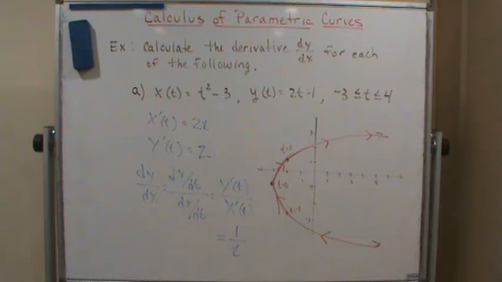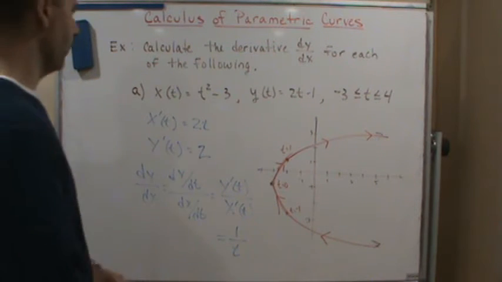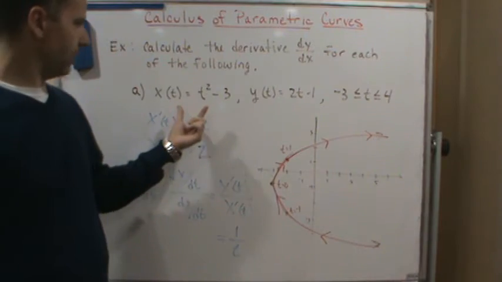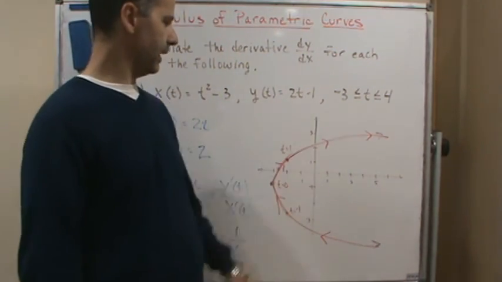Now, if we look at this formula, the only place where this is going to be undefined is when t is equal to 0. Okay? So there's a critical point there. So what happens when t is equal to 0? Well, when t is equal to 0 here, you get -3. When t is equal to 0 here, you get -1.